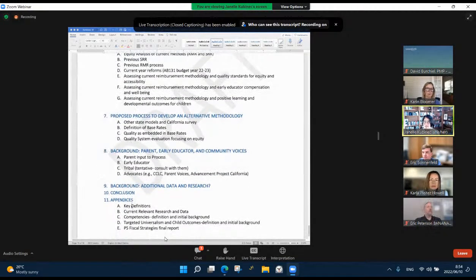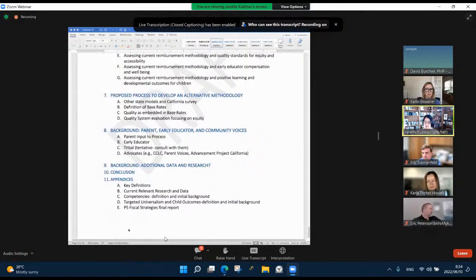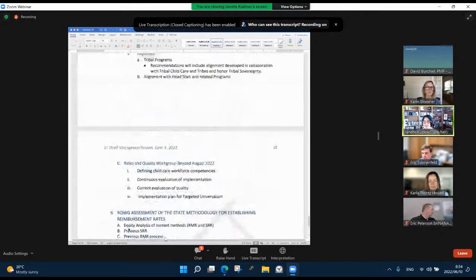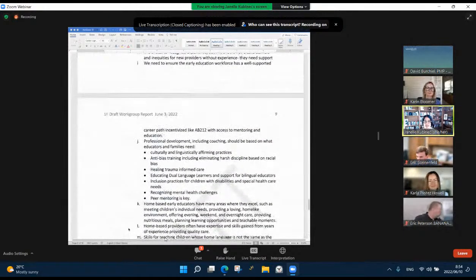And then there's a number of things that have come up that we thought were very helpful in terms of definitions, relevant research, more on competencies, target universalism, other fiscal strategies that P5 has elevated that we thought may have a place in the appendix for people to reference. So that is the very quick tour of what's in the outline.